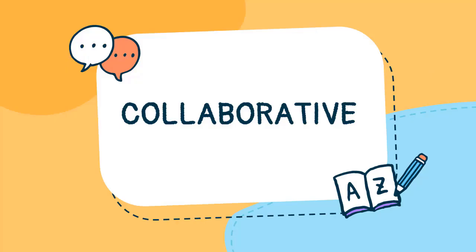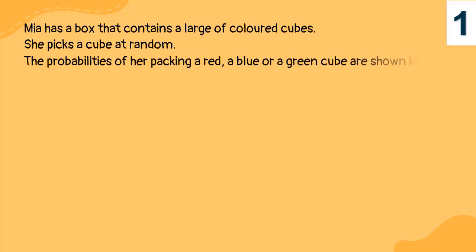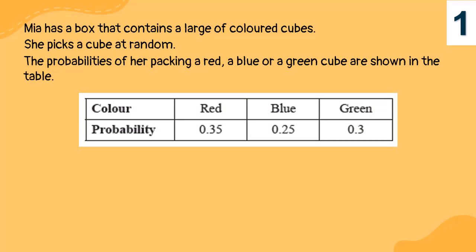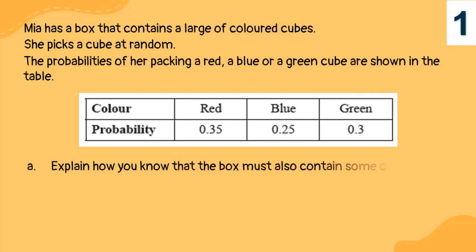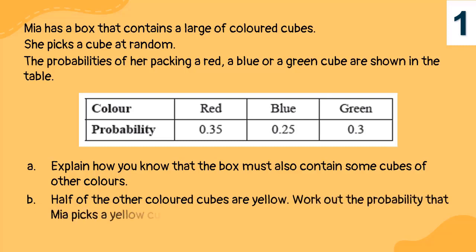Collaborative. Mia has a box that contains a large number of colored cubes. She picks a cube at random. The probabilities of her picking a red, blue, or green cube are shown in the table. A. Explain how you know that the box must also contain some cubes of other colors. B. Half of the other colored cubes are yellow. Work out the probability that Mia picks a yellow cube.